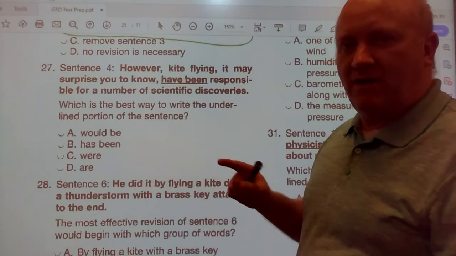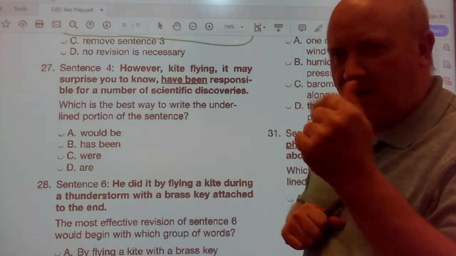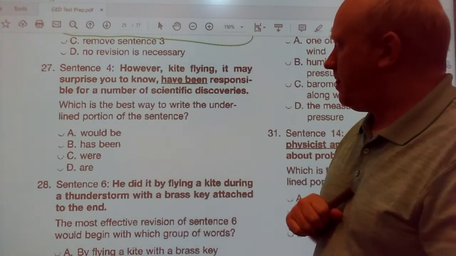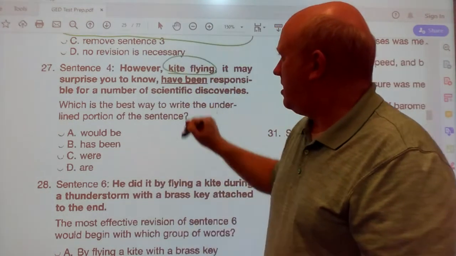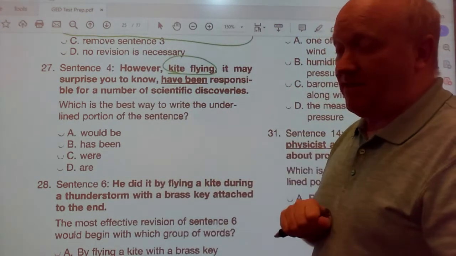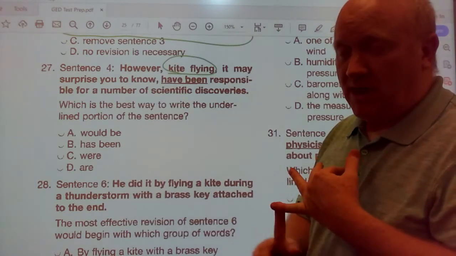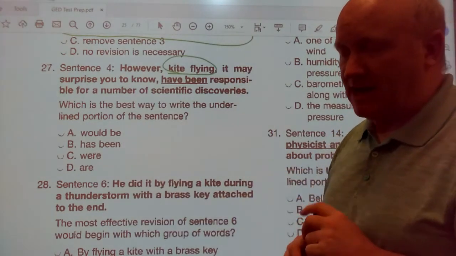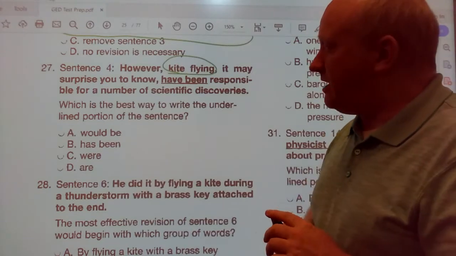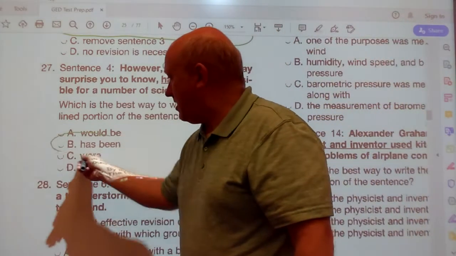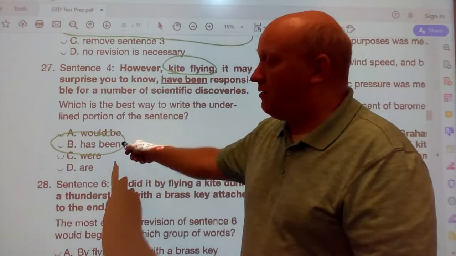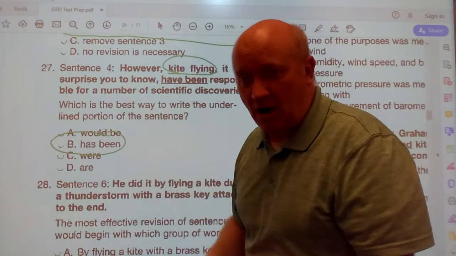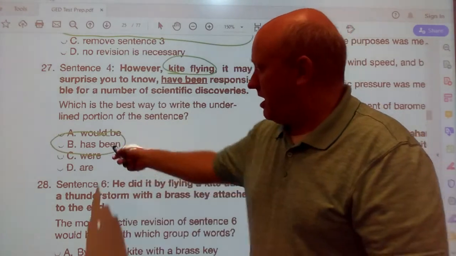Which one do you think? Think of your subject-verb agreement rule. What's my subject? Just think of that. Subject-verb agreement rule, and then my subject is kite flying. Your answer you should have selected is B. Because kite flying is singular, so that means your verb has to agree, which also has to be singular. Has been.